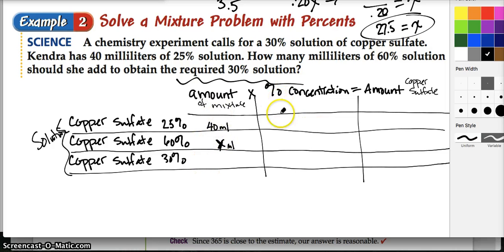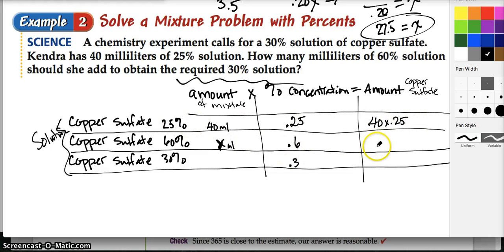So clearly the concentration of 25% copper sulfate would be 25%. So I'm going to write the decimal version of 25%, which is 0.25. Following along, I'm going to write 0.60 here and 0.30 here to represent the decimal version of those percentages. And the next thing I'm going to do is calculate the amount of actual copper sulfate within the mixture, because if I know I got 40 milliliters and I know 25% is copper sulfate, then 40 times that 25% is going to give me 10, right? Makes sense. 1/4 is copper sulfate, 25%, therefore 10 milliliters, right?